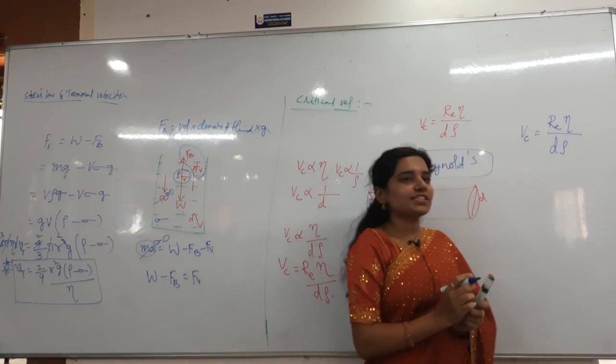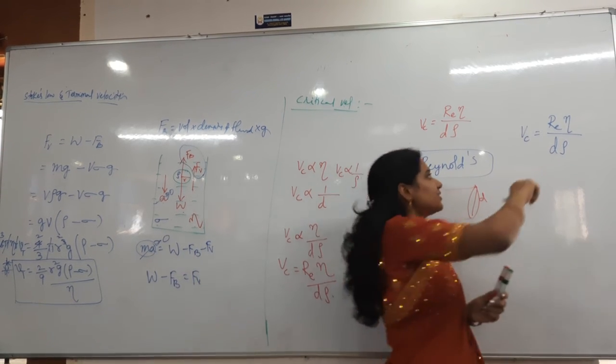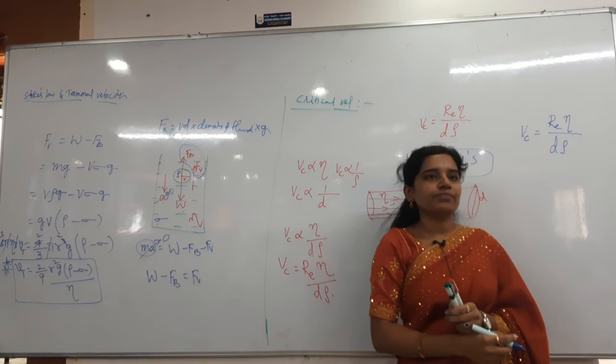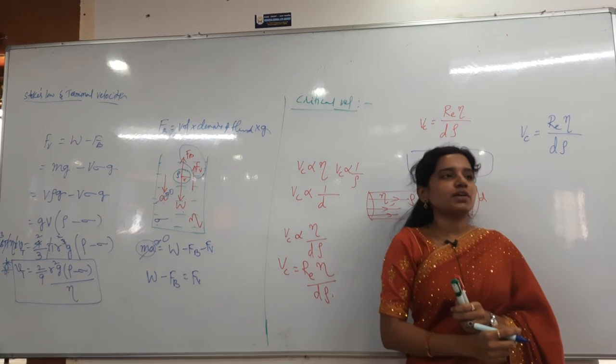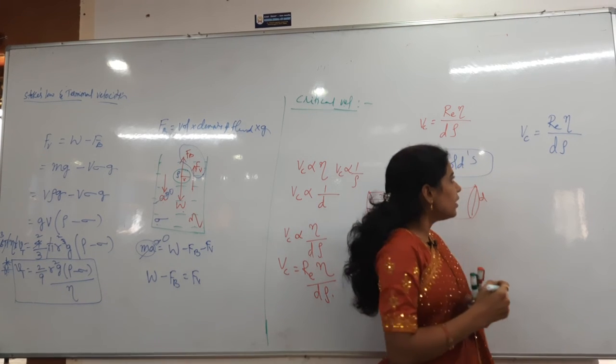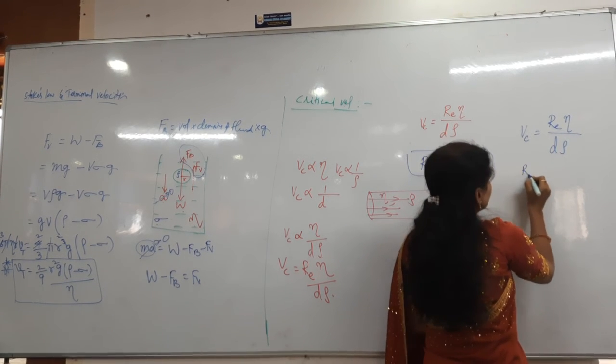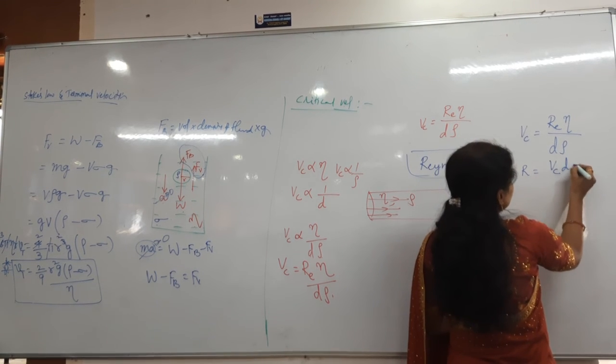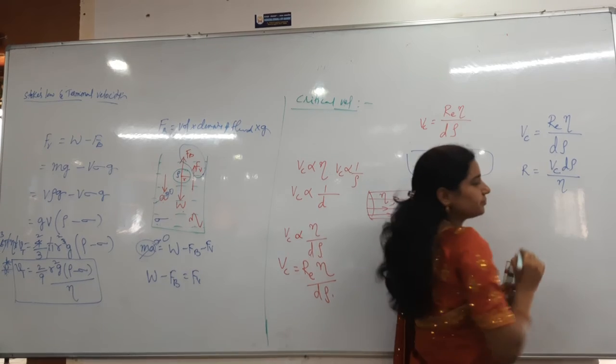So Vc is the critical velocity here. Critical velocity is Re into neta by d into rho. What is d here? Diameter, and rho is the density of the fluid. Now here, Re is equal to Vc into d rho by neta.